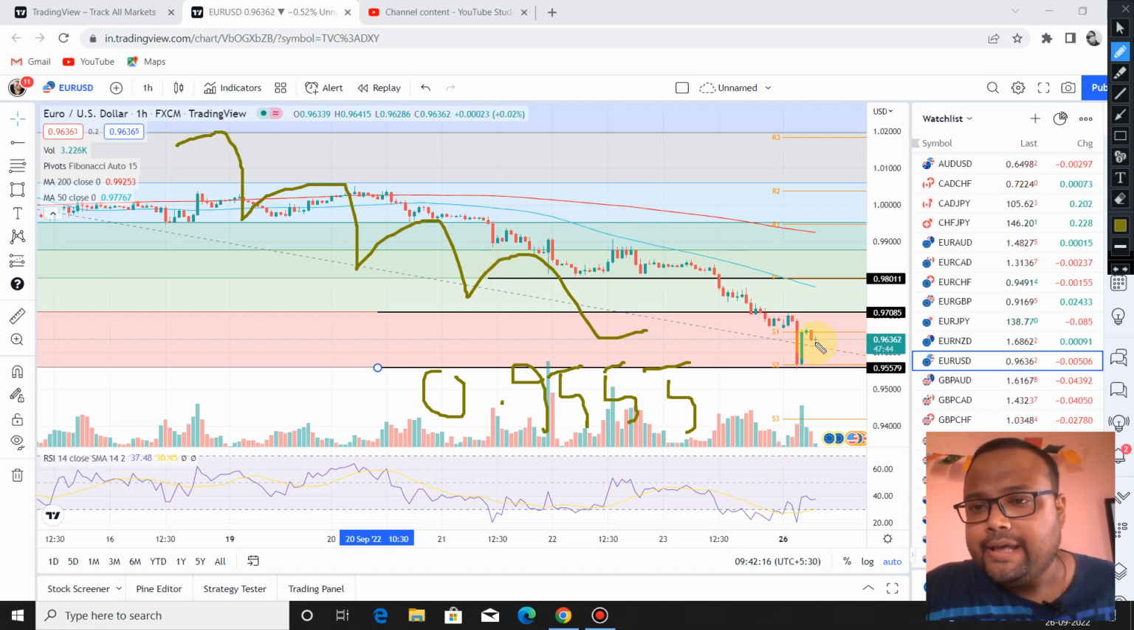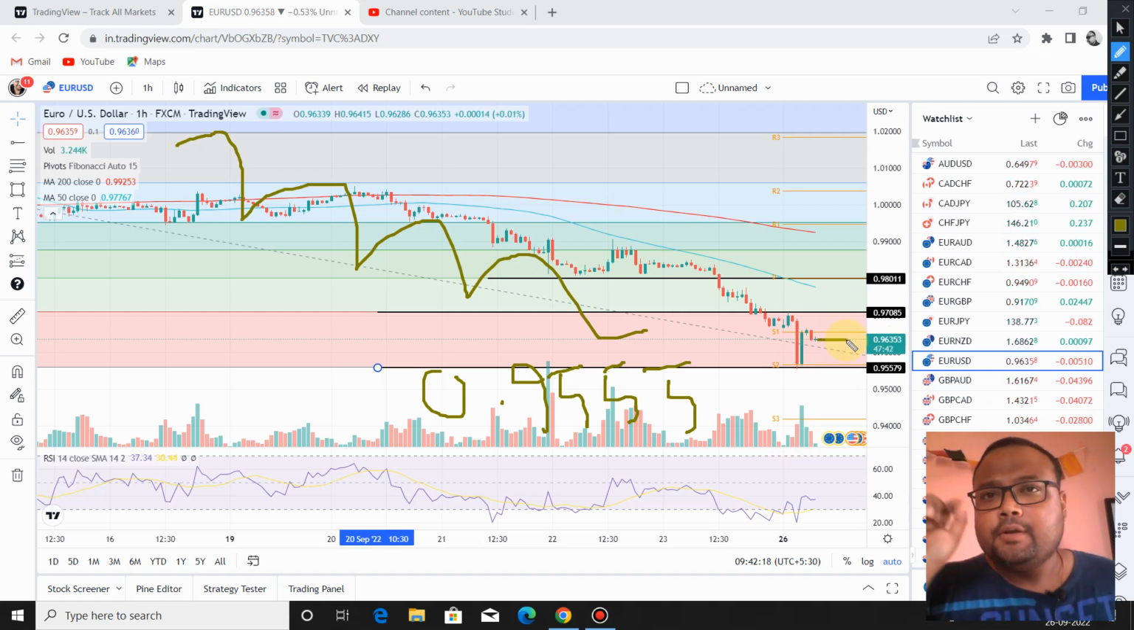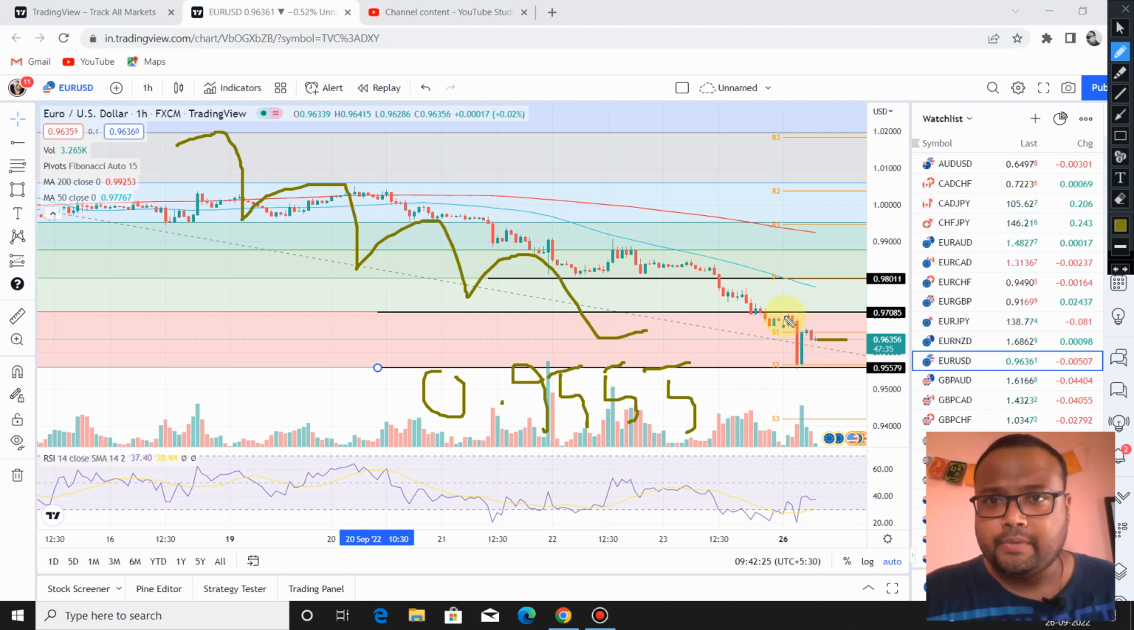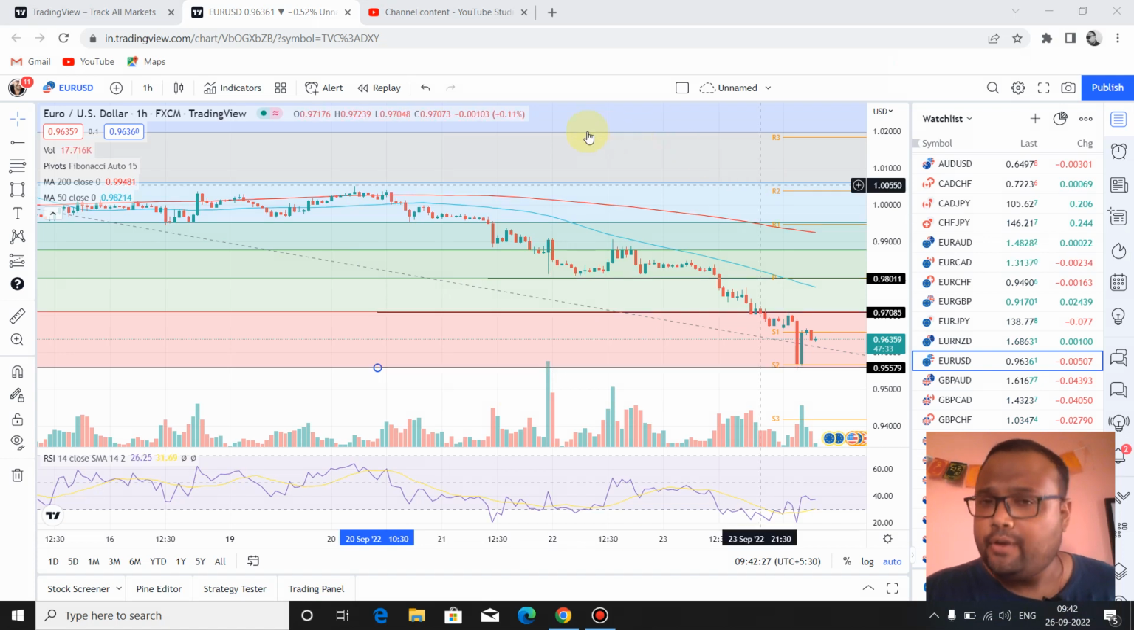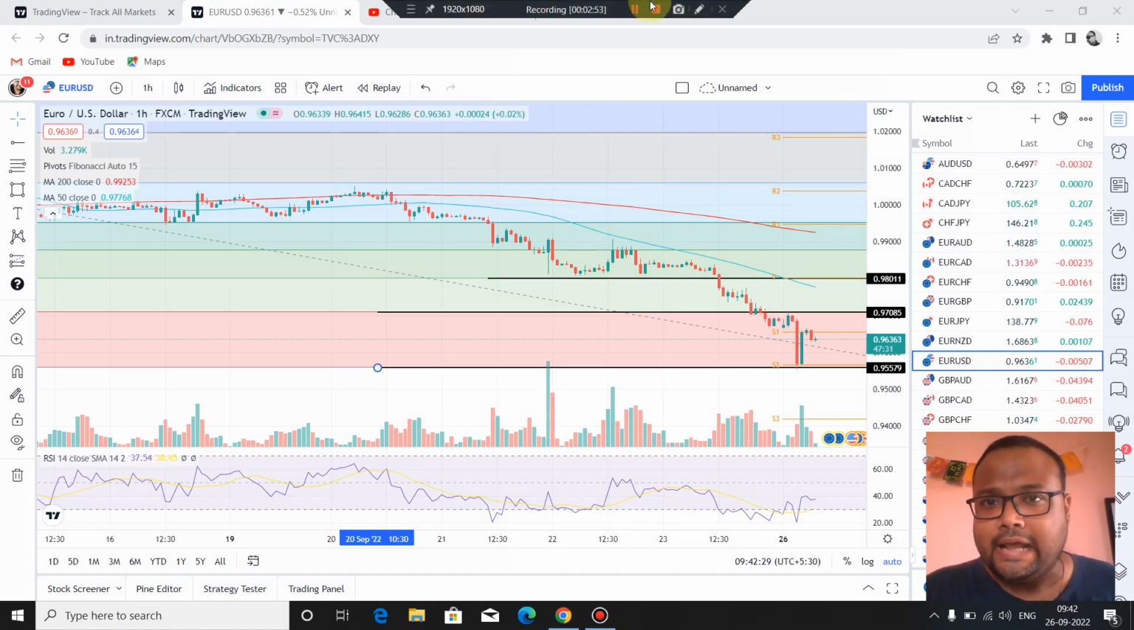Right now, as you can see, the market is standing here. Do not enter in the middle, because your risk to reward ratio will not be in your favor, and we are traders, not gamblers, so we will not enter in the middle.